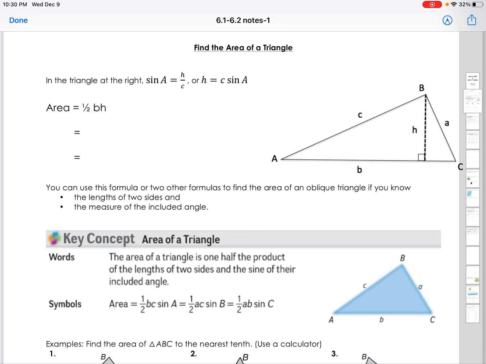Section 6.1, Law of Sines. So the first thing we're going to discuss is finding the area of a triangle.